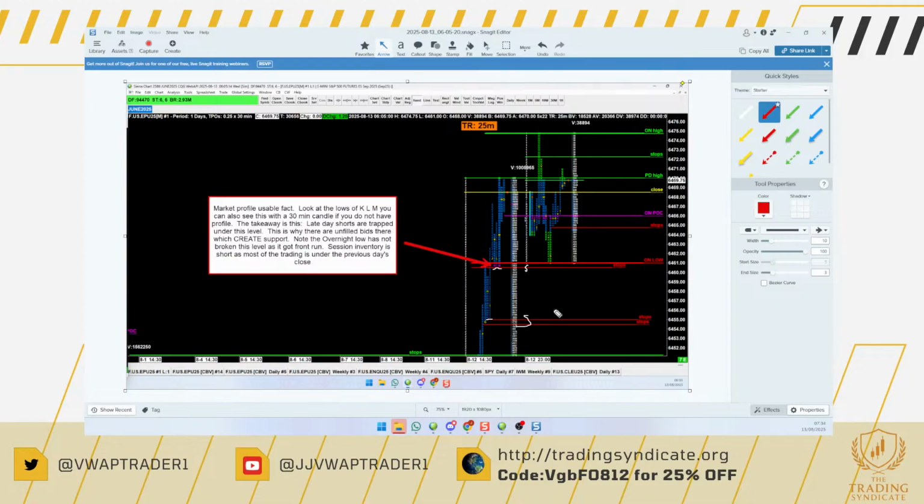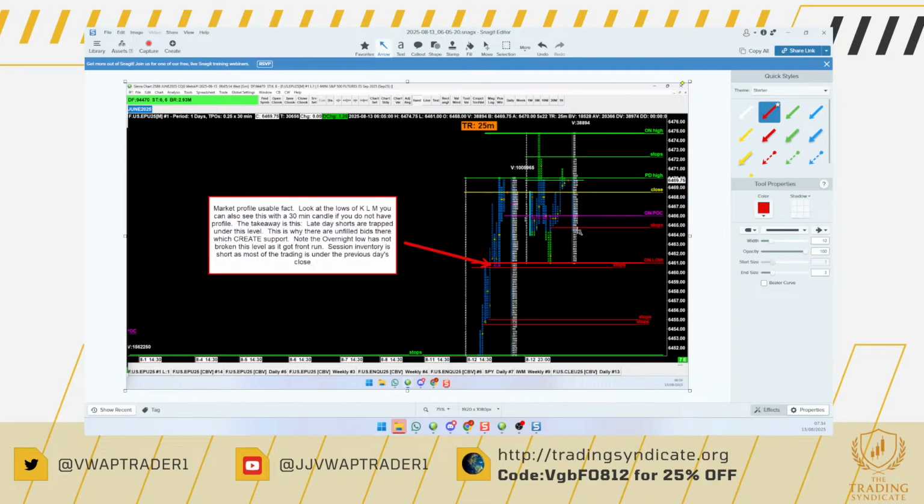Now you're asking, JJ, how do you know that? Well, because the overnight low is a poor low right where the short position is, right? And we just had a little liquidation lower. Everybody got all excited that it was a shortable event, and then all of a sudden we're right back up. Let's go take a look so you guys can see.